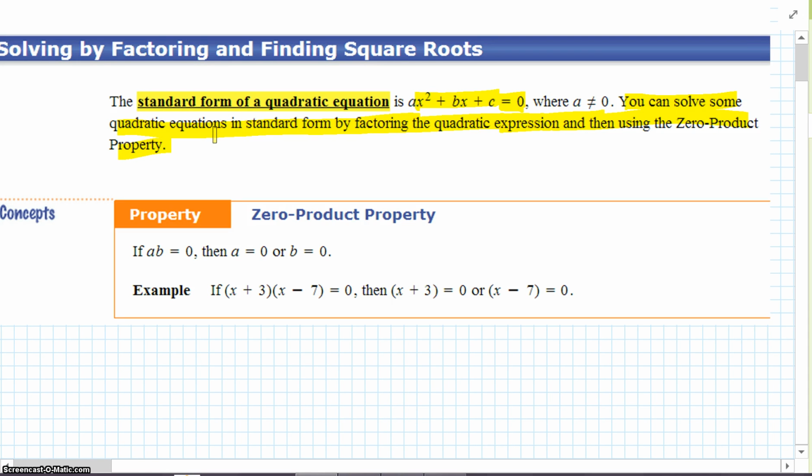A long time ago in Algebra 1, we learned if a times b equals 0, then a or b could equal 0. So if we have two factored terms set equal to 0, in this example x plus 3 times x minus 7 equals 0, then x plus 3 could equal 0, or x minus 7 could equal 0.